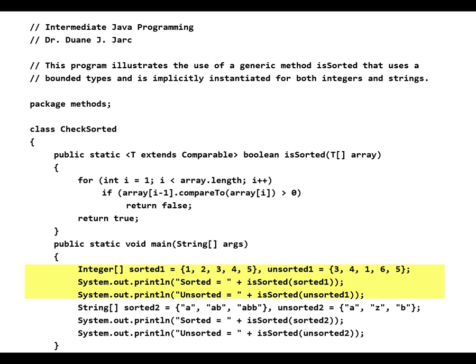Because both integers and strings implement Comparable, this method can check both kinds of lists to determine whether they are in sorted order, which is exactly what the main method of this class does. First, two arrays of type integer are declared and initialized, and then the isSorted method is called with each of them. Next, two arrays of strings are declared and initialized, and then the isSorted method is called with each of them.